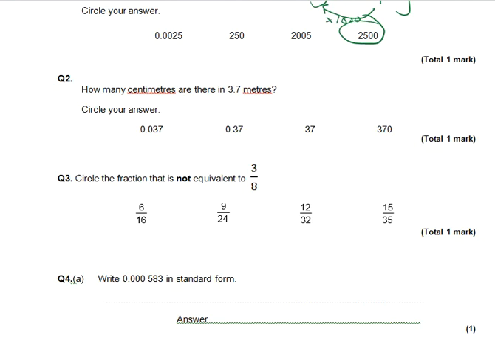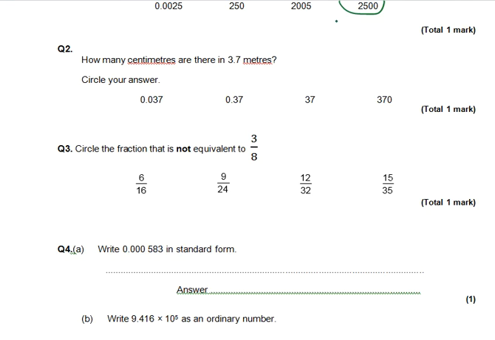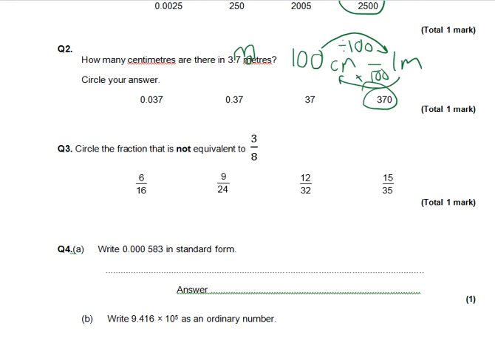Okay, so question 2, how many centimetres are there in 3.7 metres? Again, we need to know some facts. So the fact is that 100 centimetres is equal to 1 metre. So again, if we think about how we go from 100 to 1, it's going to have to be by dividing by 100, which means going this way is going to have to be timesing by 100. So again, this time we're going to do 3.7 times by 100, 10, 100, fill with 0, so 370. So we get 370 as our answer.